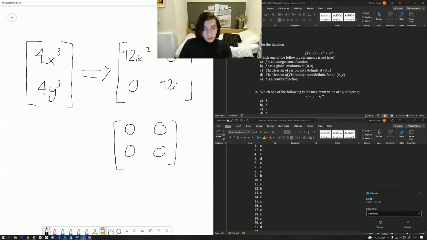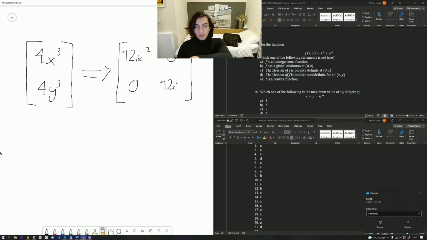Therefore, using that, you can rule out C. The Hessian of F is positive definite at 0, 0? It's not. It's positive semi-definite at 0, 0. There is a distinct difference between positive definite and positive semi-definite. If it was positive definite, you'd have something like this. This is not positive definite; this is positive semi-definite. And you can see from this that D is correct. D states the positive semi-definite, and F states that it's a convex function, which is also backed up by the positive semi-definiteness of the Hessian matrix.